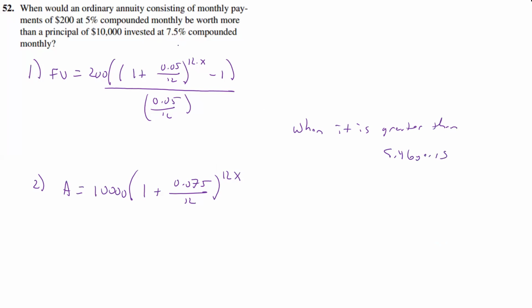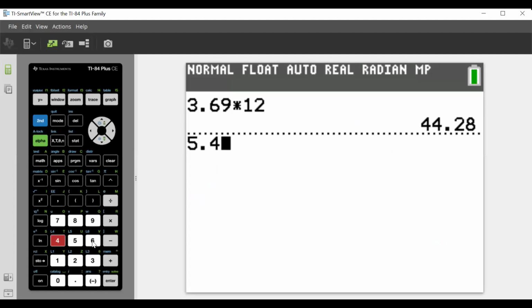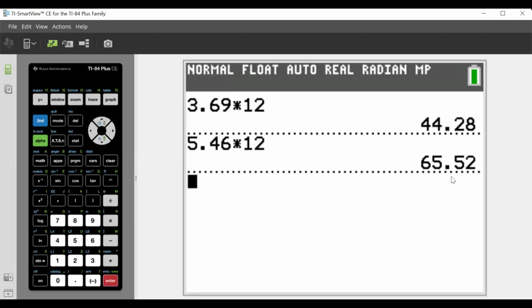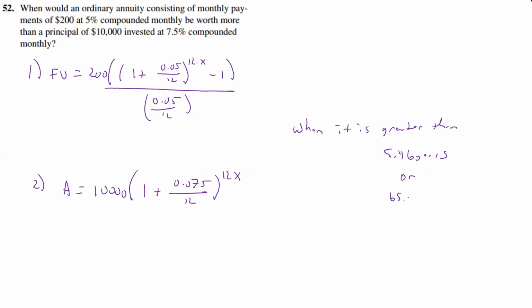Now, since we're doing everything monthly, maybe we should put months in here too. So let's quit this. 5.46 times 12 is 65.52, so 65.52 months. And to make sure it is greater, we go to the next month, and so that would be 66 months.